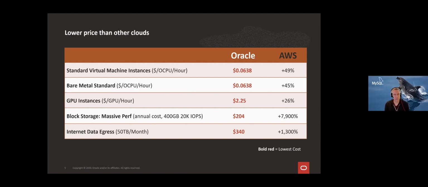Especially when it comes to storage and also things like data egress, the Oracle Cloud is extremely beneficial compared to the pricing of AWS. With Oracle Cloud, the egress is free, by the way, up to 10 TB per month. So that's a huge difference right there with the other clouds.